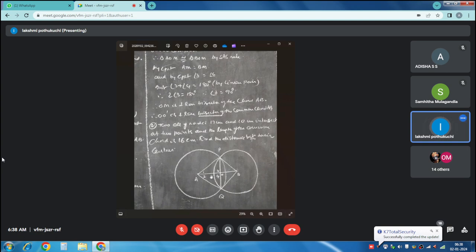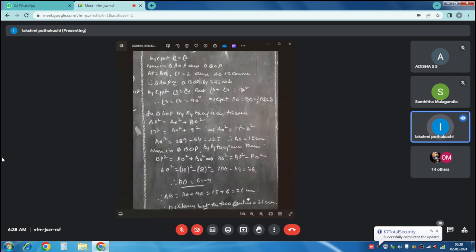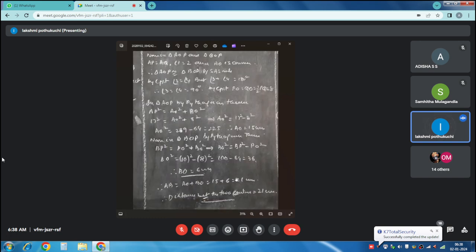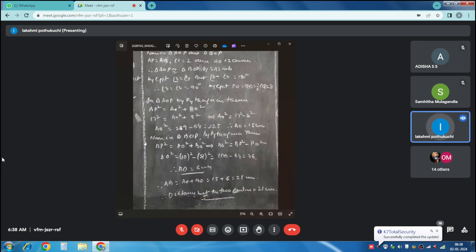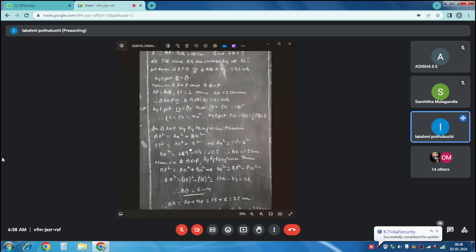Children, the answer is 15 plus 6, 21. We'll check the answer we got. Same answer, children, 21 centimeters. This is a lengthy problem, children. First part we have to prove. Then in the second part, two congruent triangles are there. Then with the help of those two triangles, we can find out the distance between the two centers.